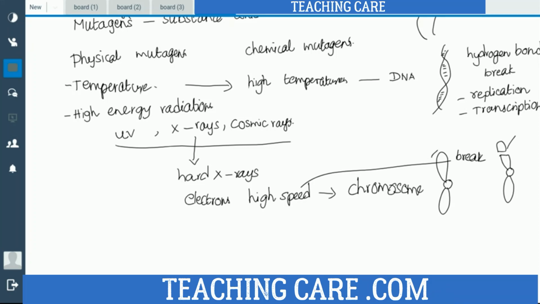Even UV rays coming from sunlight, ultraviolet rays, will cause mutations. UV means ultraviolet rays. So ultraviolet rays will cause the mutation.